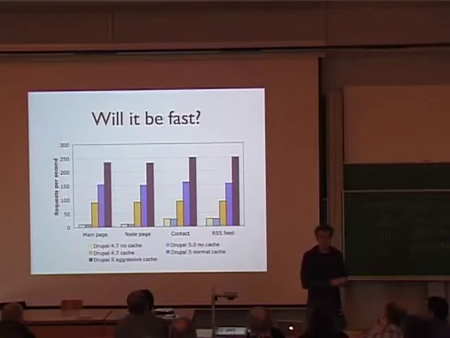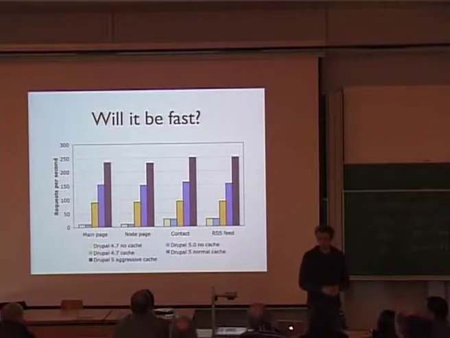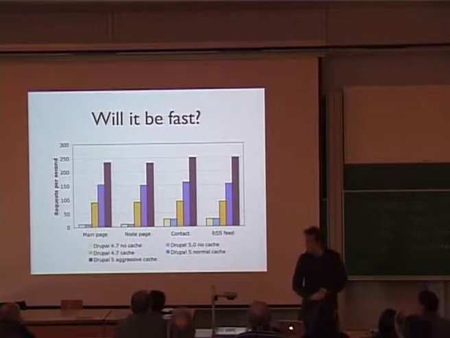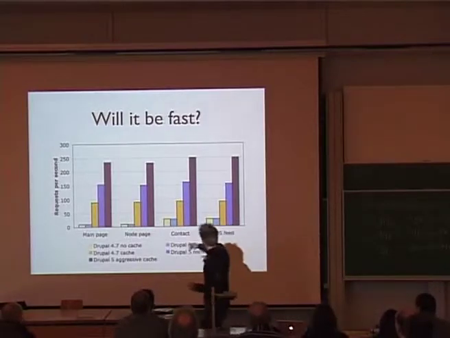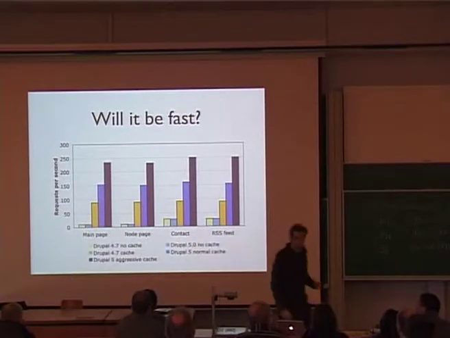Okay, so with page caching enabled, on an old machine, you're easily able to serve 250 requests per second without too much queuing. And if you compare it with a non-cached version, you can see it's the small bars on the left. It's a lot slower then.